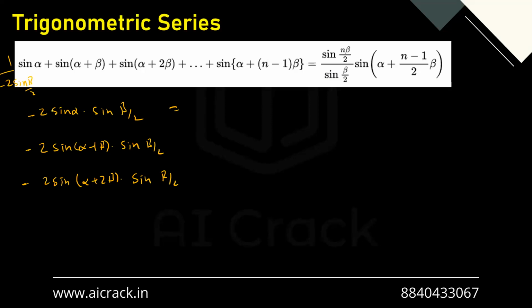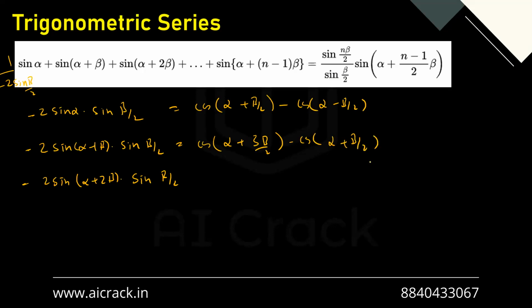Now this is of the format minus 2 sine A sine B. That would give me cos of A plus B, that is cos of alpha plus beta by 2, minus cos of alpha minus beta by 2, right? This term would become cos of alpha plus 3 beta by 2 minus cos of alpha plus beta by 2. Now we can see that the diagonal terms are getting cancelled out. This term becomes cos of alpha plus 5 beta by 2 minus cos of alpha plus 3 beta by 2.